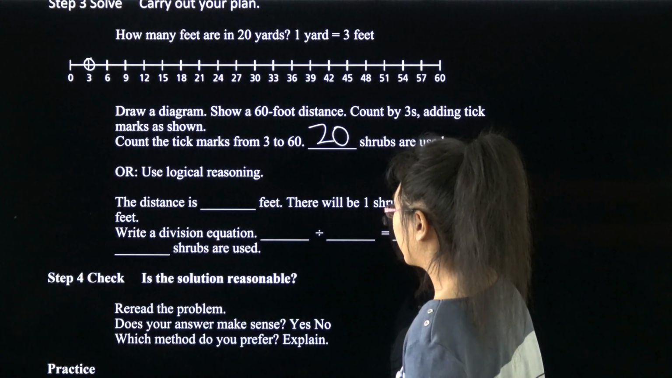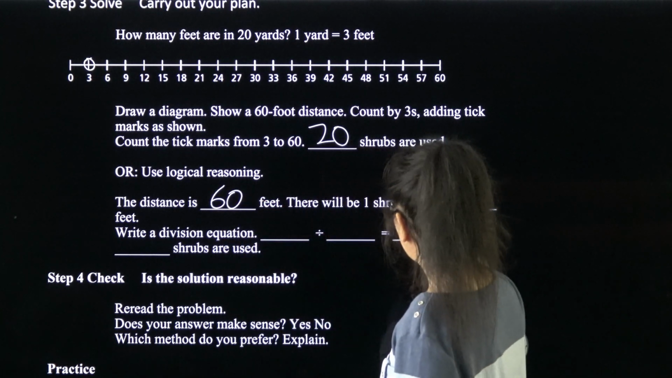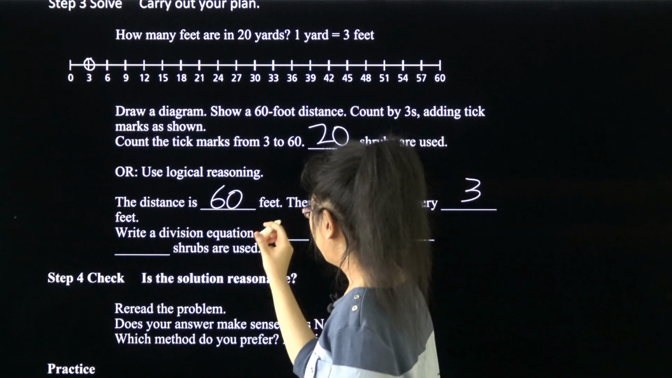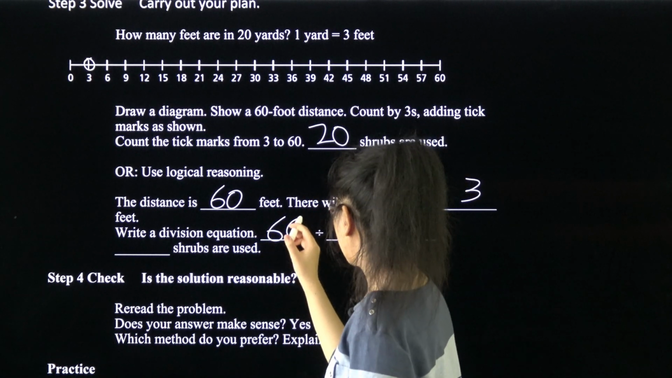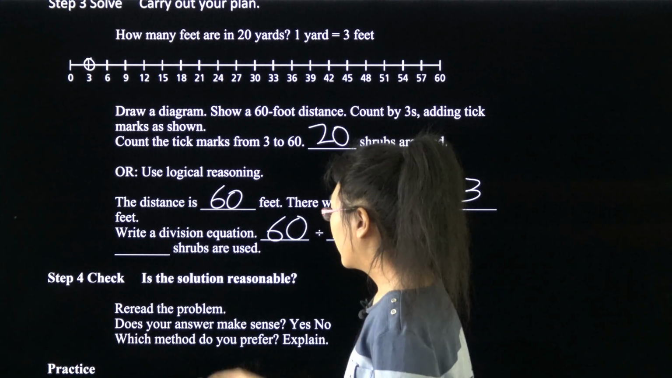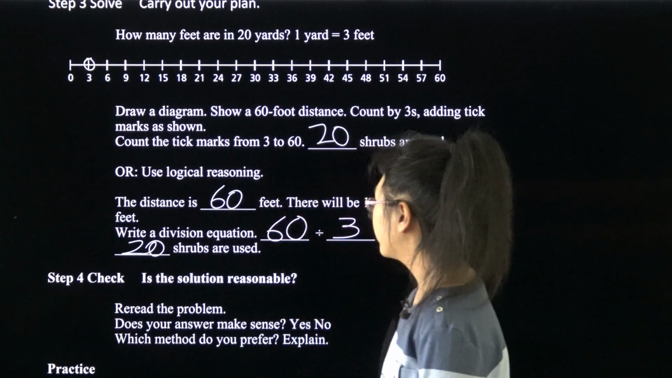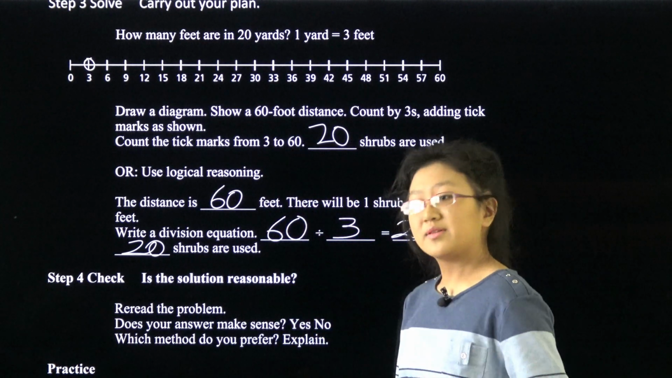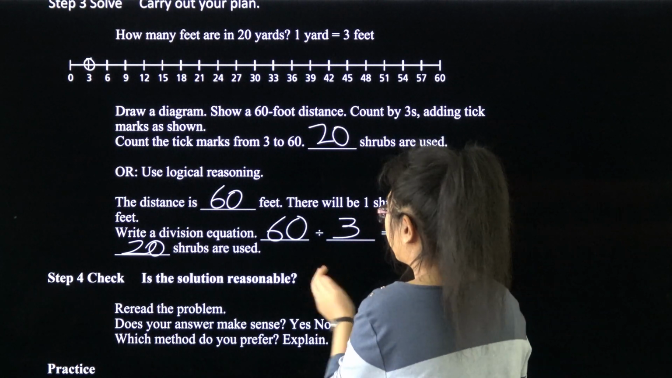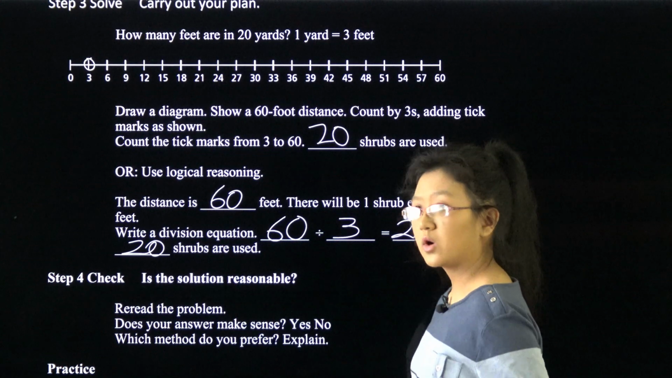Or we can use logical reasoning. So the distance is 60 feet. There will be 1 shrub every 3 feet. So write a division equation. 60 divided by 3 equals 20. 20 shrubs are used. There's a problem with this because she starts 3 feet from the starting point. That's why this solution works.